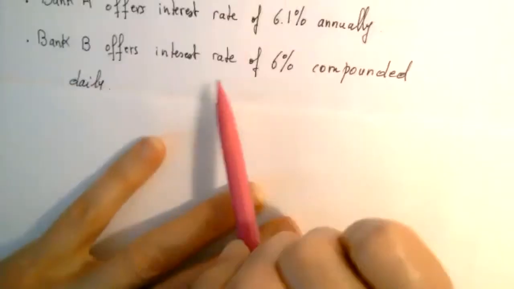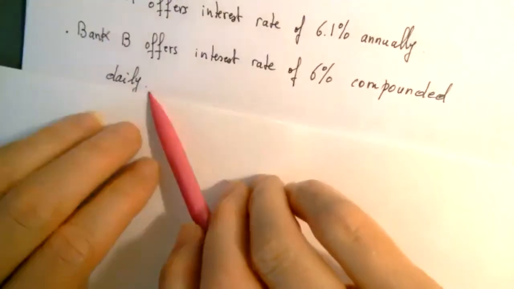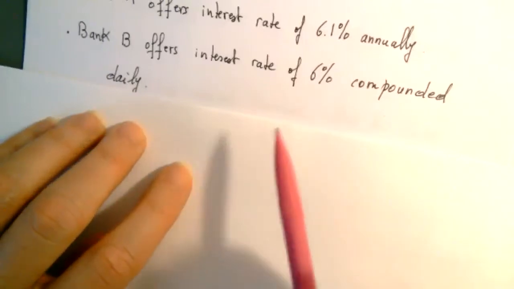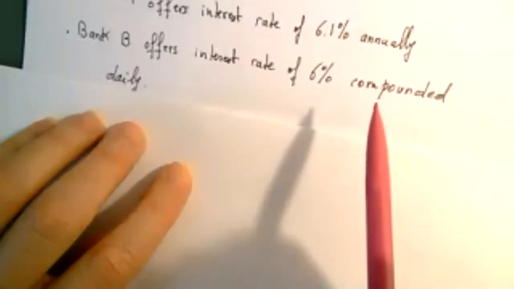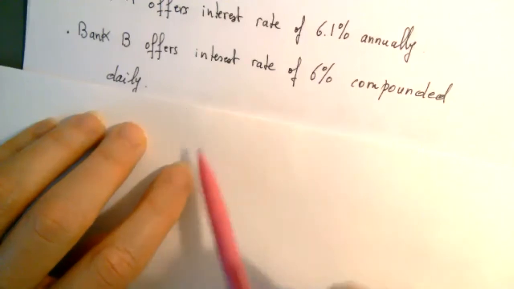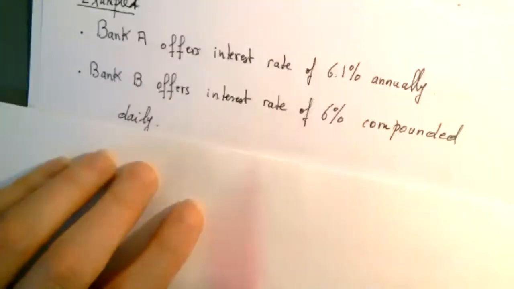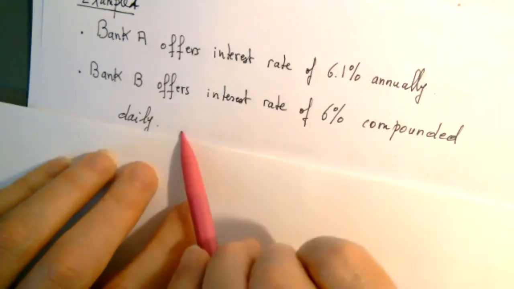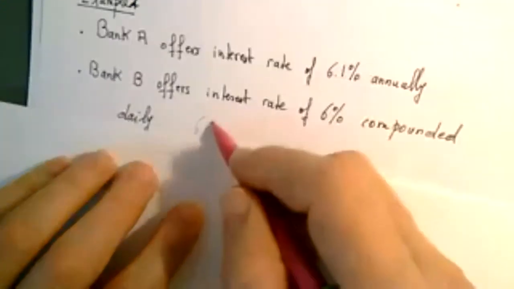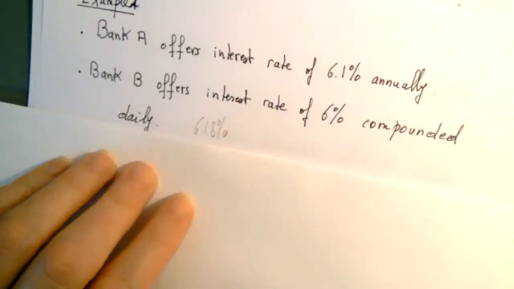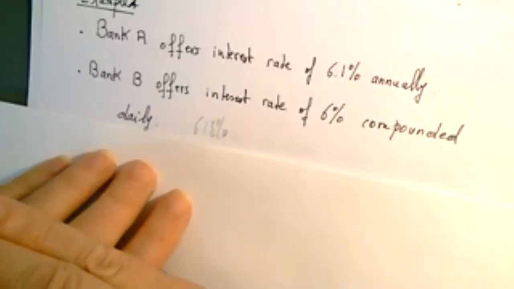So this means that an interest of 6% compounded daily is the same thing as 6.18% annually. Now I can compare bank A and bank B. This one is giving me 6.1%, but this one is giving me 6.18%. So definitely bank B is better. So that's how we compare rates.